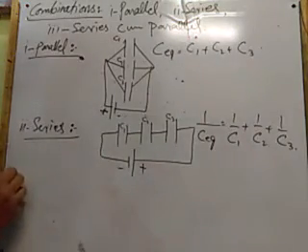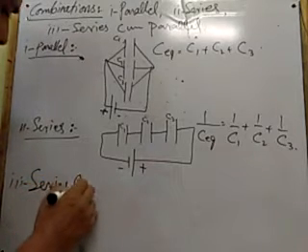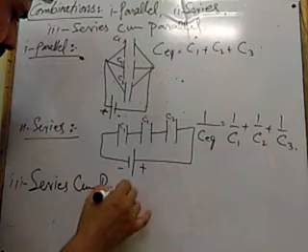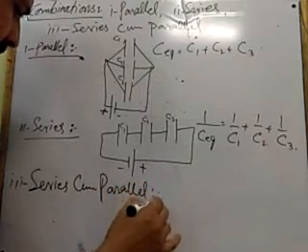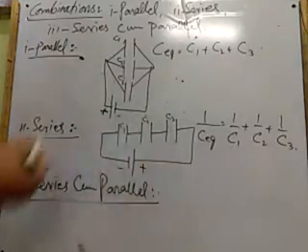And the third type of combination which we can practically use is series parallel combination of the capacitance. In this type of combination, we can use both of them, series and parallel, both of them.